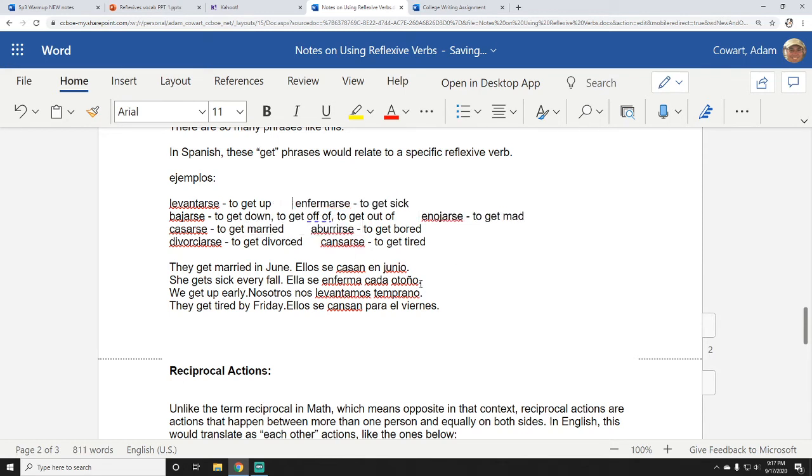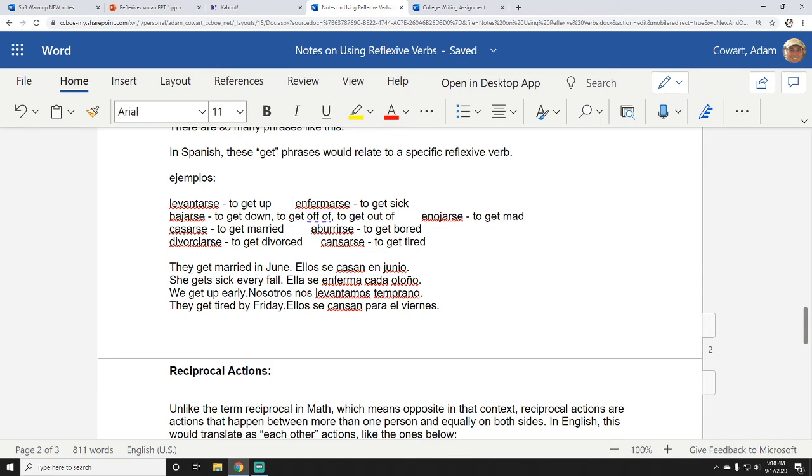Okay, so these are some examples of words that you need to learn. Levantarse, to get up. Bajarse, to get down, to get off of, to get out of, like to get off of a bus, for example. Casarse is to get married. Divorciarse, to get divorced. Enfermarse, to become sick. Enojarse, to get mad. Aburrirse, to get bored. And cansarse, to get tired or to wear down. Okay? As in how you're feeling, not a thing.